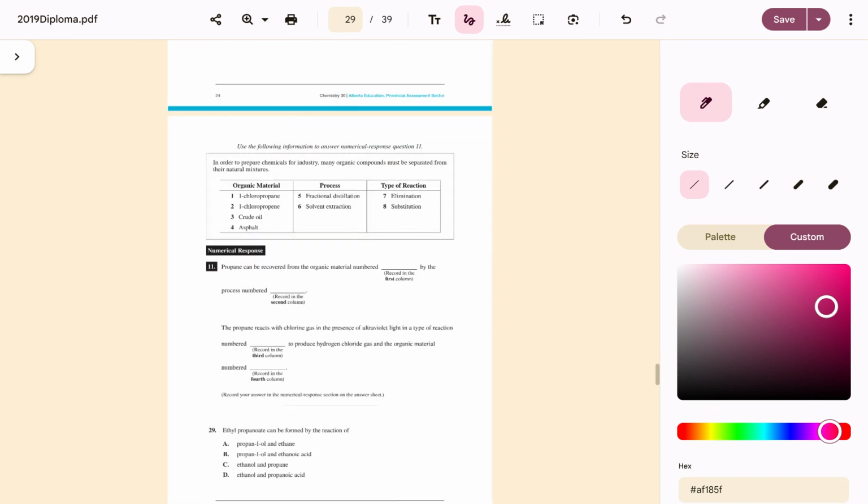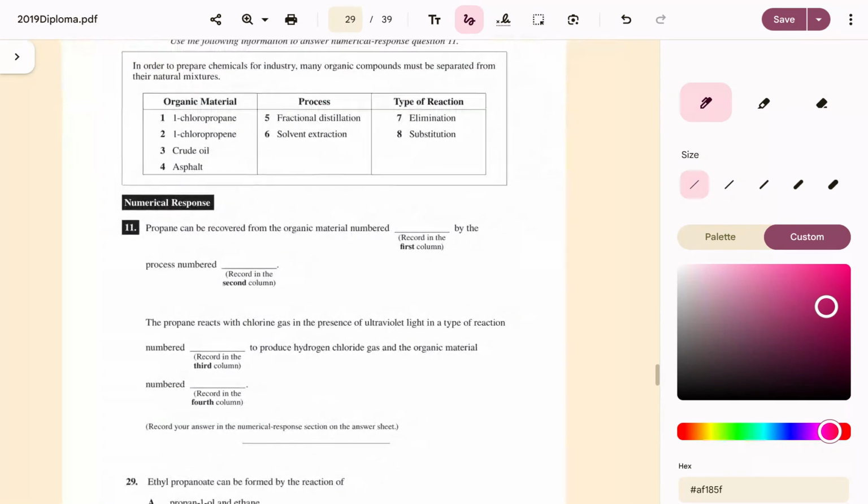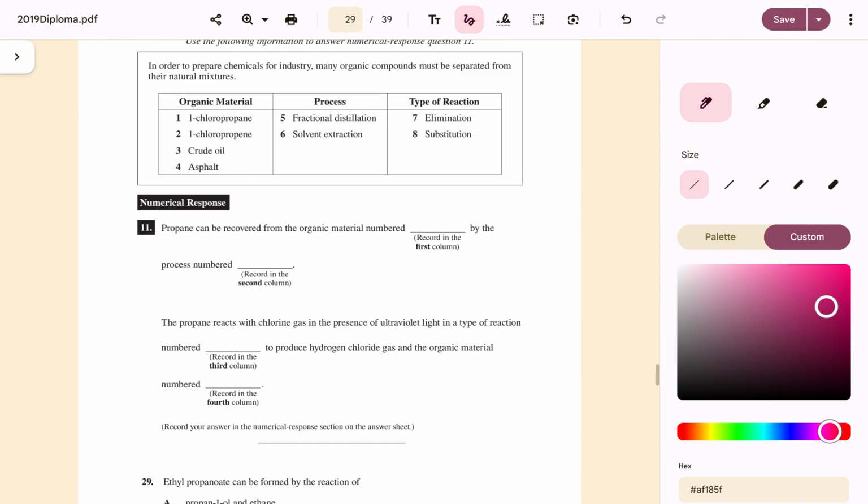Okay, moving on. Again, a little bit repetitive. I feel like this ended up being something I did earlier. So here, looking at propane can be recovered. Propane, we could probably figure out how to get it from the rest, but because of the process, we have to pick which one we want to use.